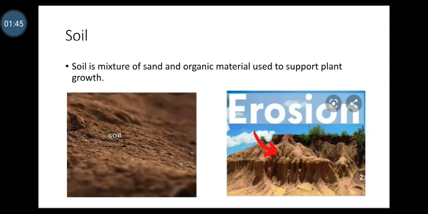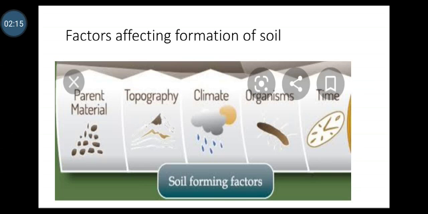Now what is soil? Soil is a mixture of sand and organic material used to support plant growth. It is an important natural resource and formed over thousands of years due to the breaking up of rocks into very small particles. And this breaking up of rock is due to running water and wind, which cause erosion of rocks. So this is how soil is formed. Now, the soil of any region depends upon the climate of that region, the type of rocks, and the animals and plants of that region. So this is the reason that India has different types of soil.